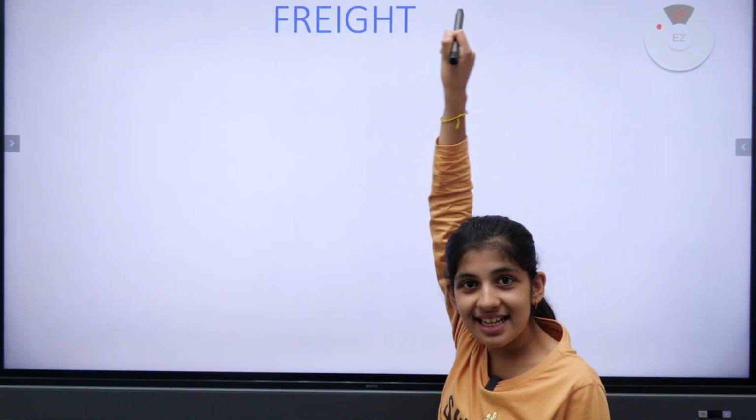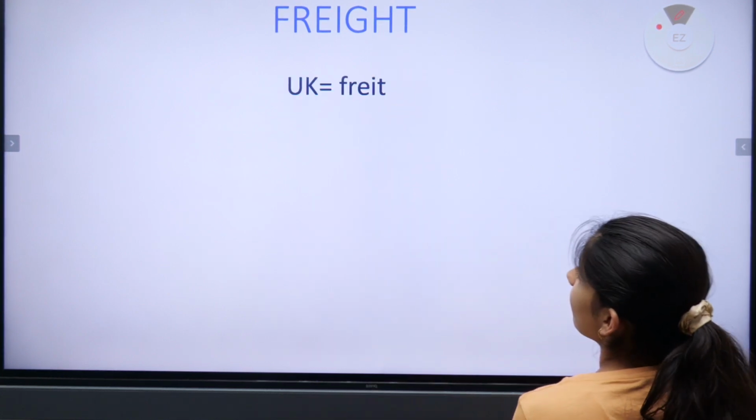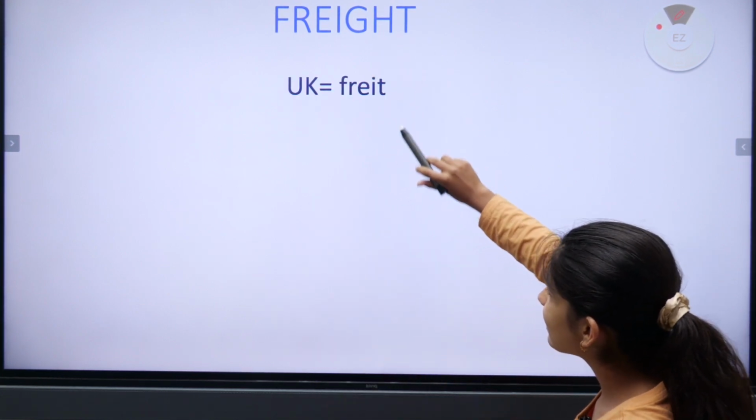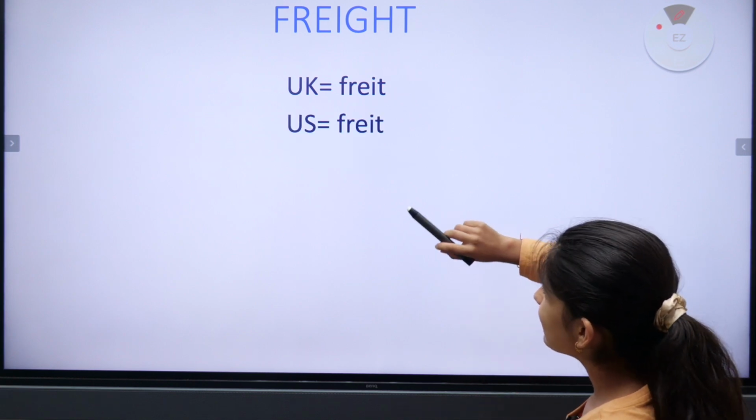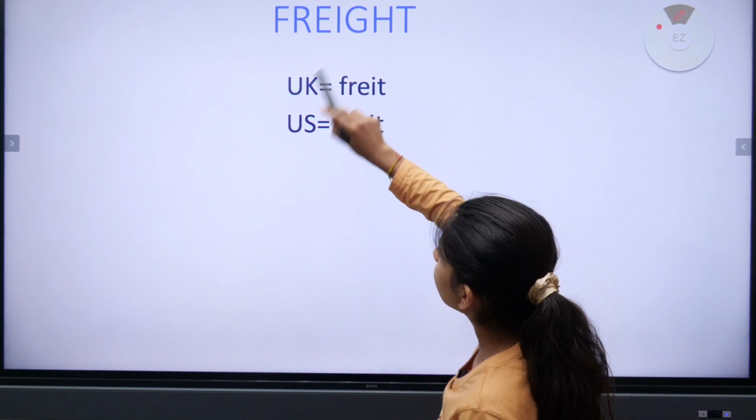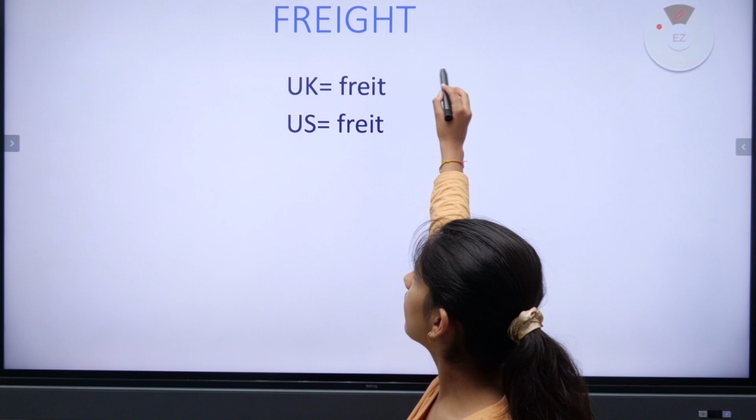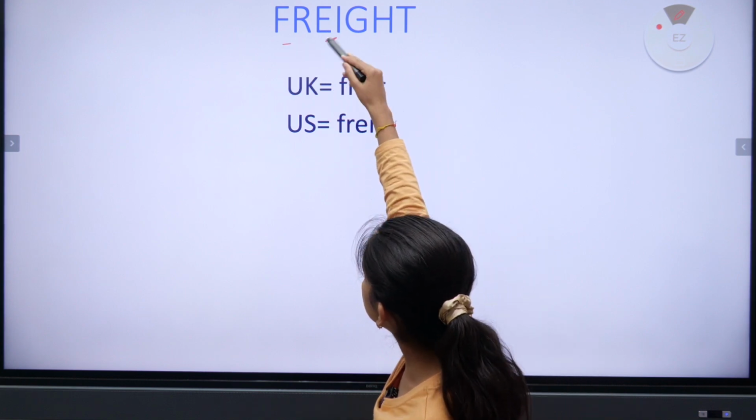Fright. Am I right? Is this fright? No, I'm wrong. It is freight. I repeat, freight. It's not fright. It is freight. And let me draw your attention to the spelling of this word. It is freight. E comes first.